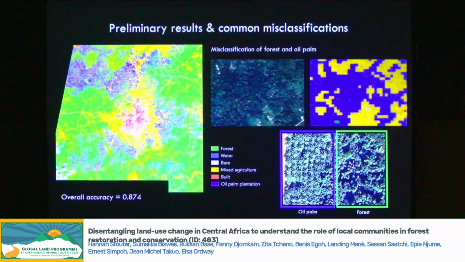But overall, we're getting an accuracy of about 0.87. And when we looked at the users and producers accuracy, the most common misclassification we were seeing was between oil palm and forest. There are currently no textural metrics included in the data, and so including that may help get at it, as well as really going through the labels we currently have and cleaning them to make sure we're more accurately able to detect differences between forest and oil palm.